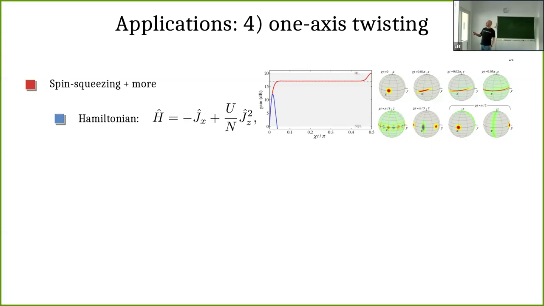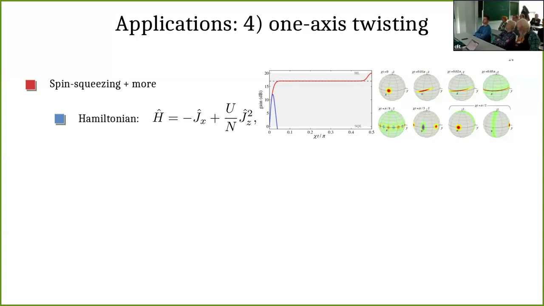But suddenly this object, the Husimi function in this case, breaks into macroscopic superpositions. We call them Schrödinger, Piotr usually calls them Schrödinger kitten states, small Schrödinger cats. And at the maximal point, you really obtain a macroscopic superposition of all atoms being here and here. And this is a true, genuine NOON state.